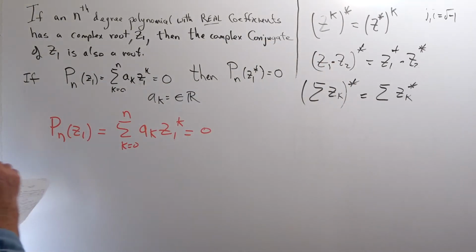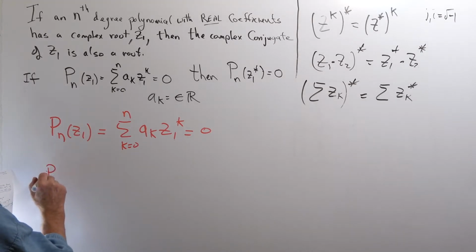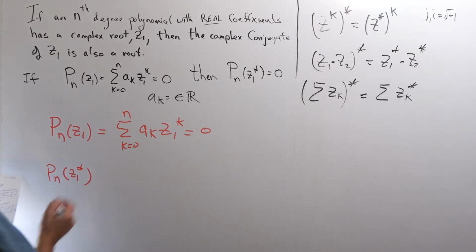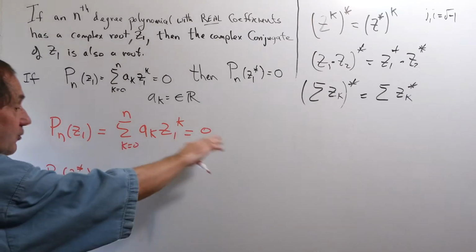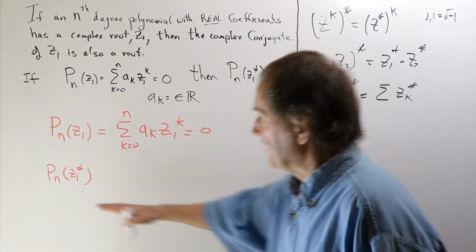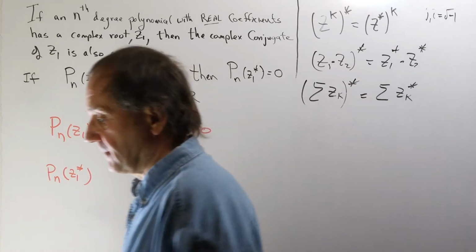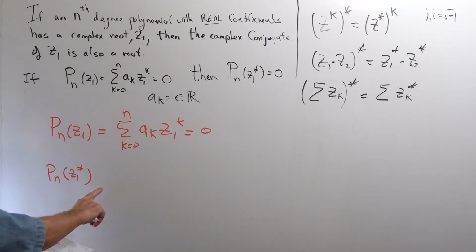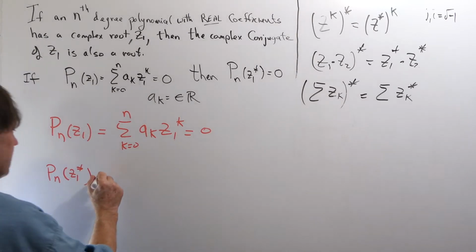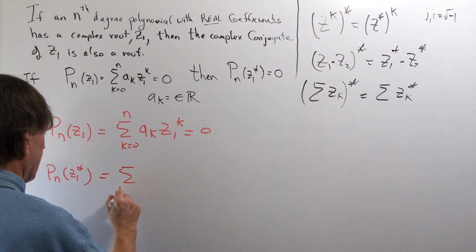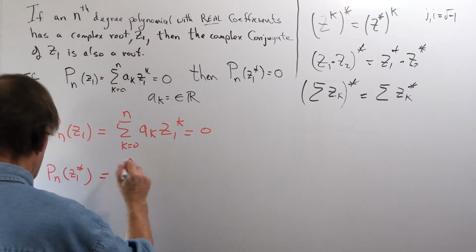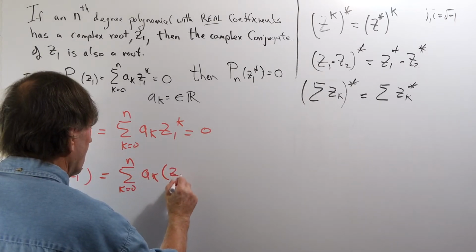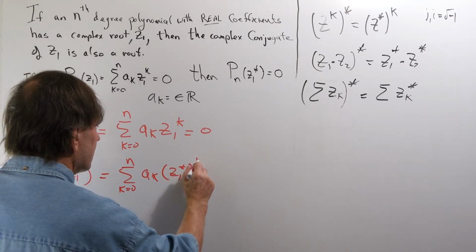Now, let's look at, how about if we put its conjugate into the equation? We want to know if the equation will be satisfied. That is, will this result give us 0? So now what we'll do is put this in the summation form. This is the sum of k equals 0 to n of our ak's, and we have z1 conjugate raised to the k power.